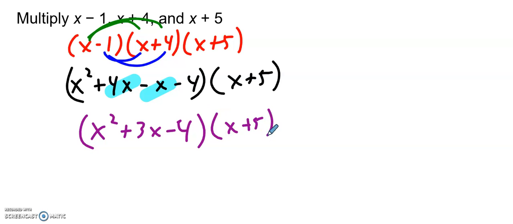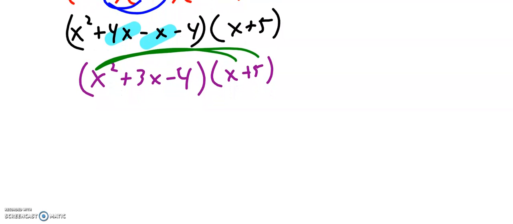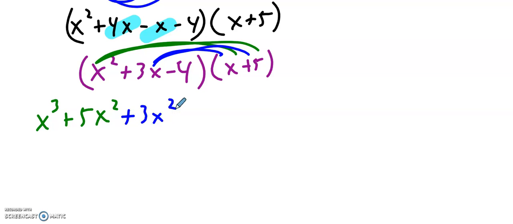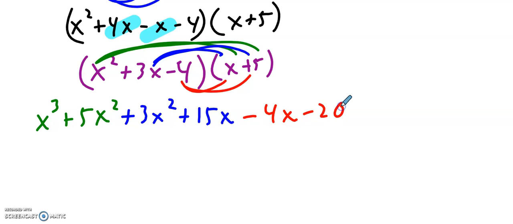times x plus 5. Now this becomes just like the first problem we did today. So we can go ahead and distribute the x squared. So x squared times x is x to the third. x squared times 5 is 5x squared. Distribute the 3x. 3x times x, 3x squared. 3x times 5, 15x. And distribute the negative 4. So it becomes minus 4x minus 20.